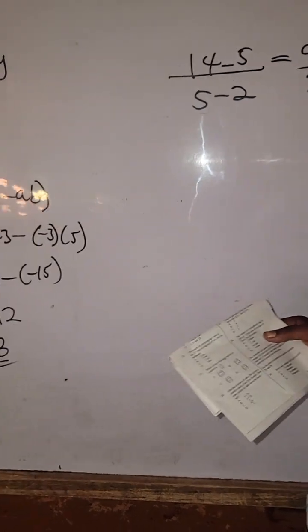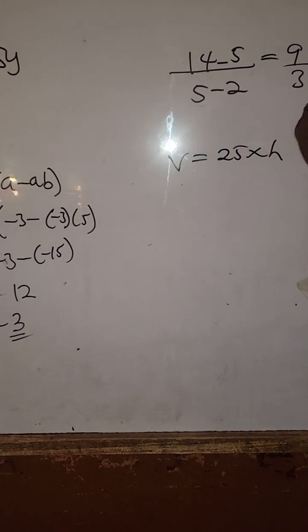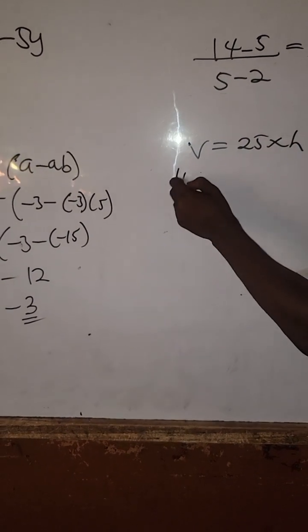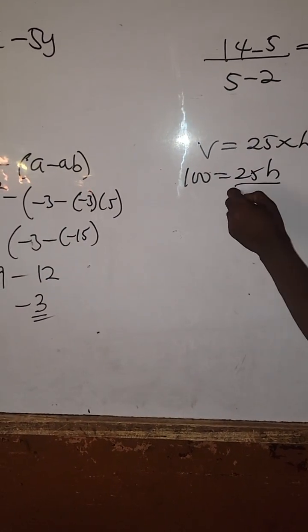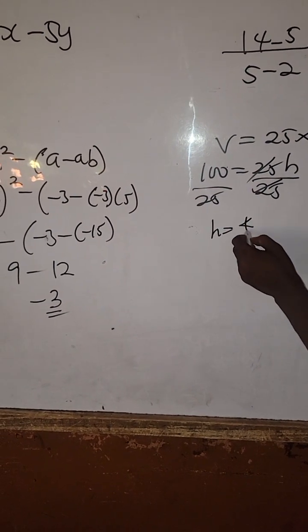The volume is 100. The area of the base is 25. The volume is area of base times height. So the volume is 100, 25 times h, so divided by 25, h is 4 cm.